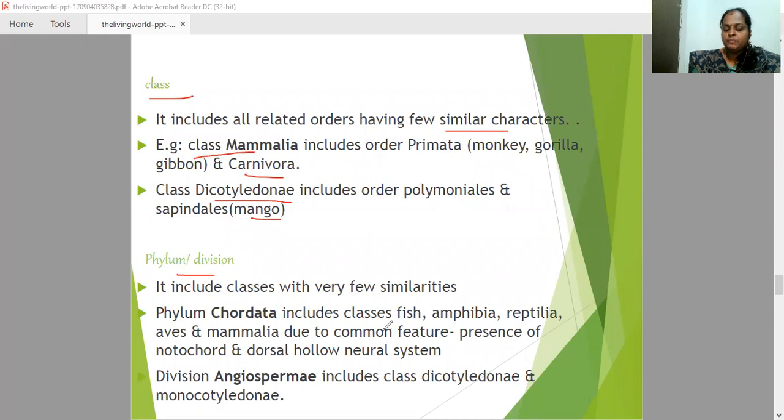Next is phylum or division. It includes classes with very few similarities. Phylum Chordata includes the classes Pisces, Reptilia, Aves, and Mammalia due to the common features of the presence of a notochord and a dorsal hollow neural system. Based on this nerve cord, Mammalia is classified, which is nothing but vertebrates, including different classes. And in division, Angiospermae includes the classes Dicotyledonae and Monocotyledonae. So this includes classes with very few similarities.